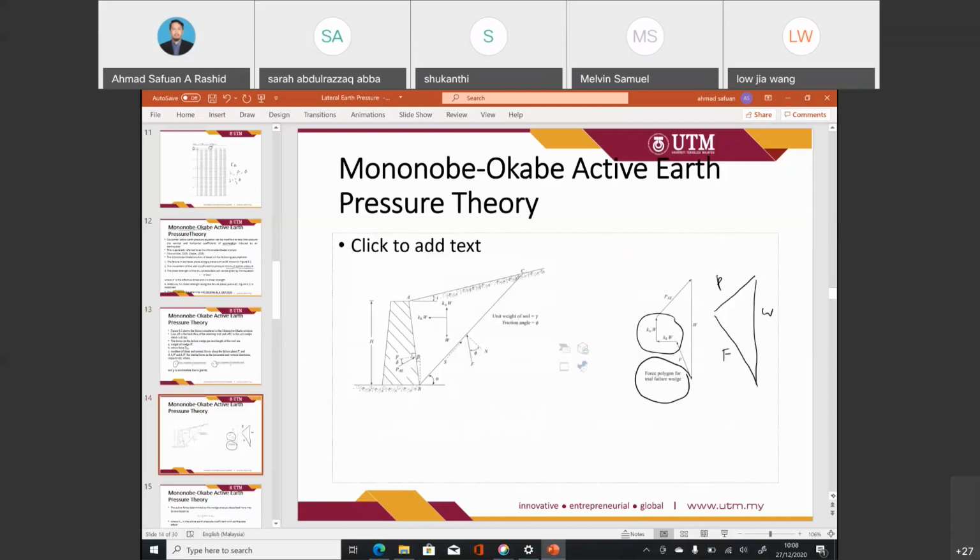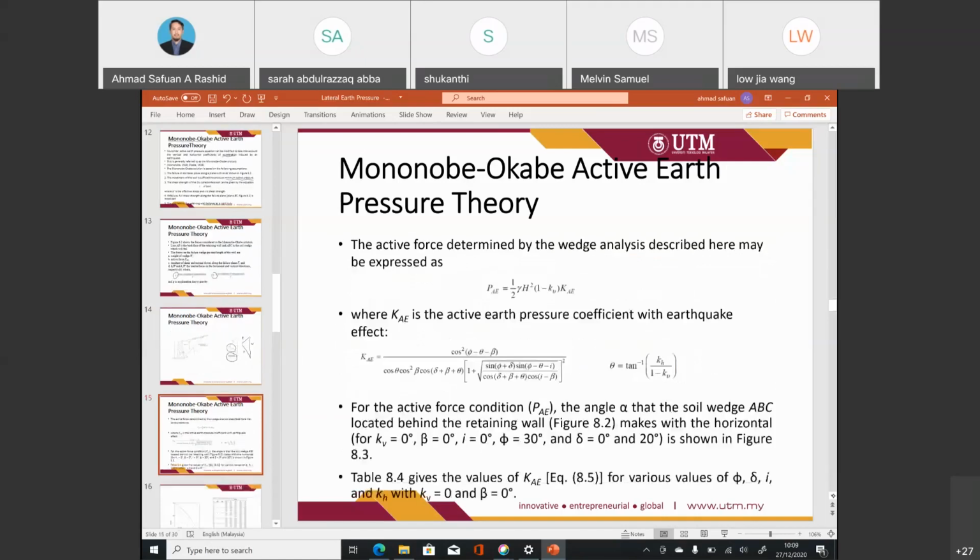So this is an example. This is what we had discussed previously. By introducing KV and KH, they can comply with the earthquake load. The difference from the static case, which is half unit weight, H squared and KA, is that on the earthquake case they introduce 1 minus KV. And the KAE is slightly different from the one that we use in the static case, so you may refer to the static formula and compare with the KAE.